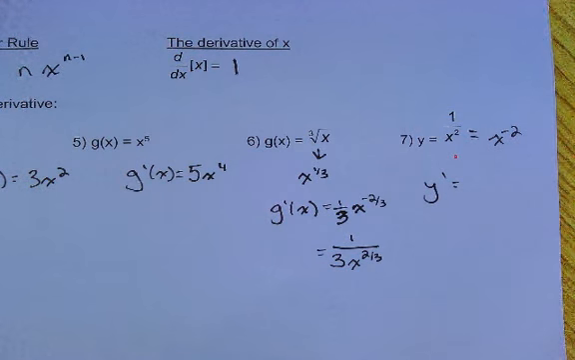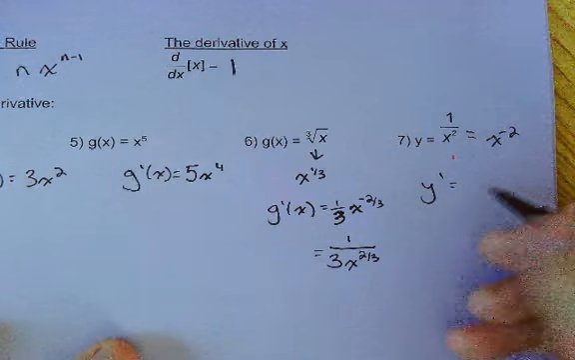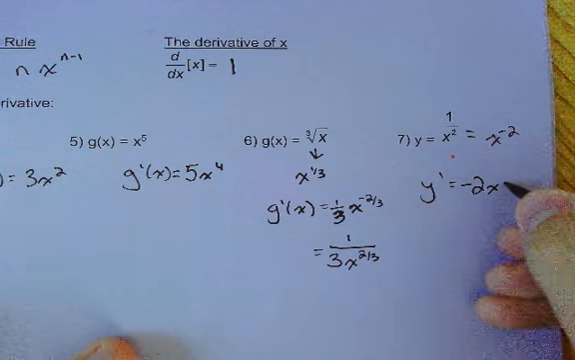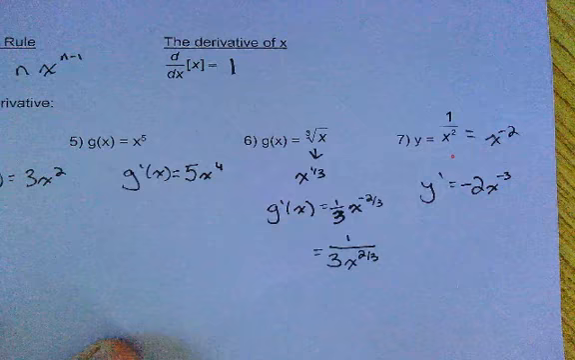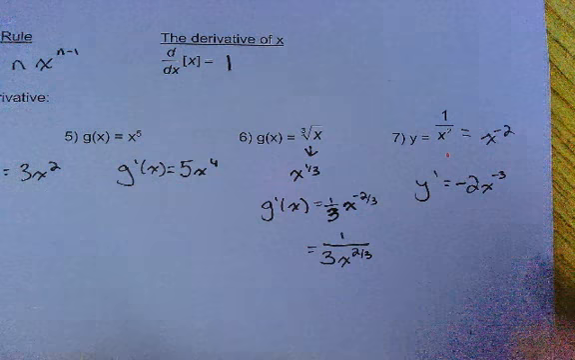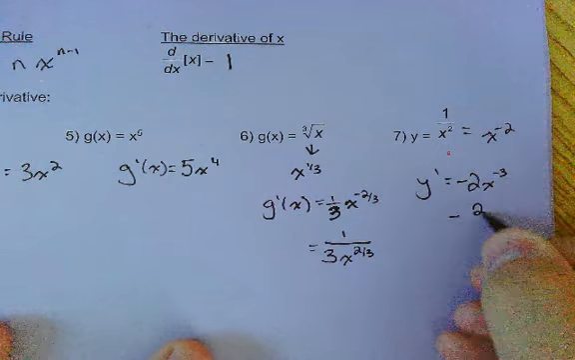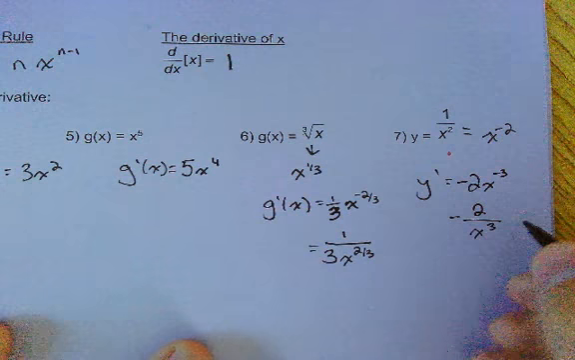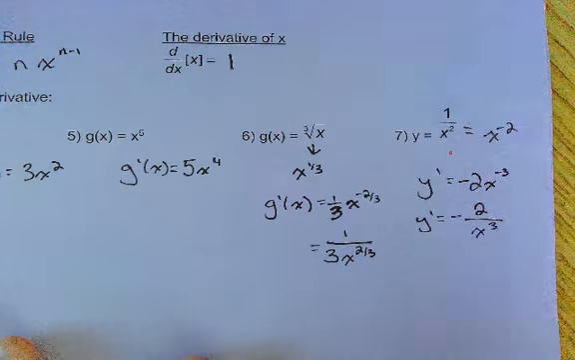Annie, what'd you get for the derivatives? What's y prime? Perfect. How can I rewrite this? -2 over x to the third. This is how it would look in multiple choice.